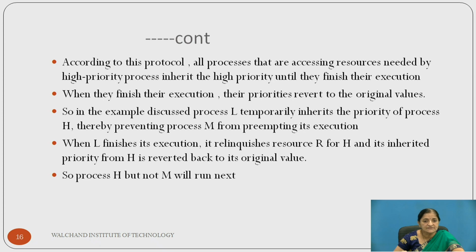So in the example discussed previously, that is L, M and H, L temporarily inherits the priority of process H, thereby preventing process M from preempting its execution. Now when L finishes its execution, it relinquishes resource R for H, and its inherited priority from H is reverted back to its original value. So process H will run next but not M. In this way, the problem of priority inversion is solved through the priority inheritance protocol.